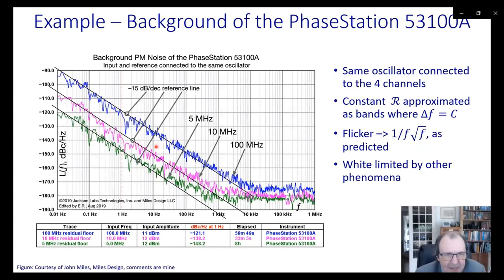And this is a practical example. This is the phase station designed by John Miles, one of the commercial instruments I have mentioned. And this is the background noise of the instrument after averaging on a longer time. But anyway, the averaging is not exactly logarithmic, is done in a different slot, but as you see, the slope of this background noise limited by the averaging is exactly as predicted by theory.